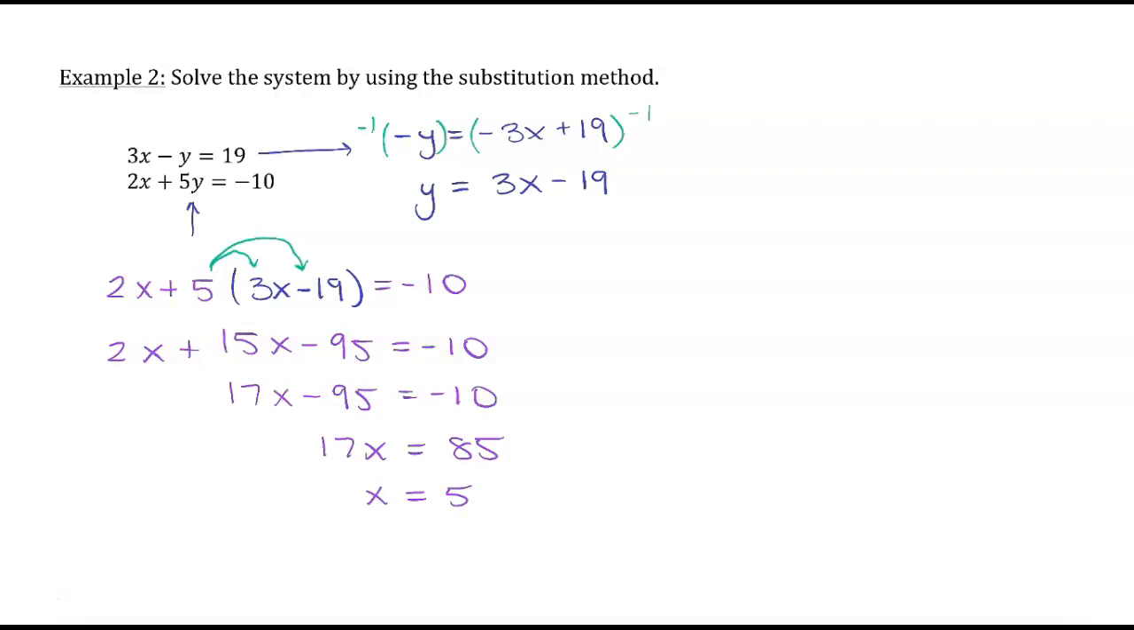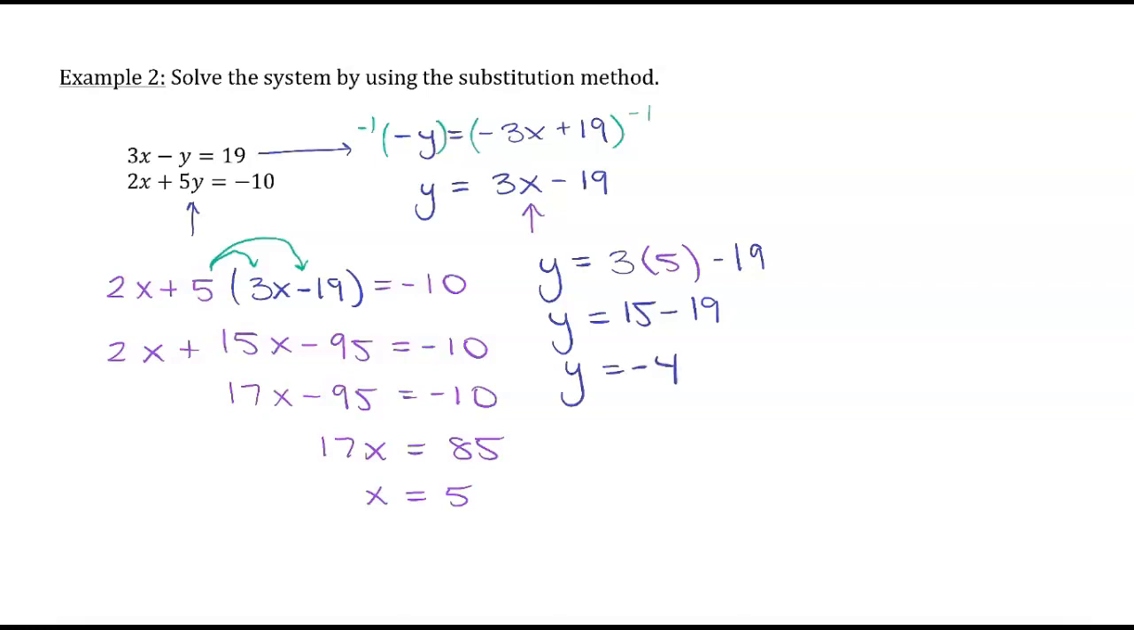It's tempting to stop here since we've solved for x, but remember that a solution to a system of two equations with two unknowns is an ordered pair x, y, not just a single value for x. But now that we know what x is, we can substitute that back into this equation and solve for y. That gives us y equals 3 times x, which is 5, minus 19. 3 times 5 is 15, so this is y equals 15 minus 19, or y equals negative 4.